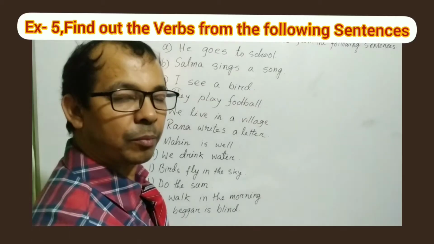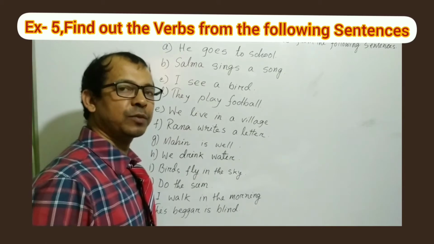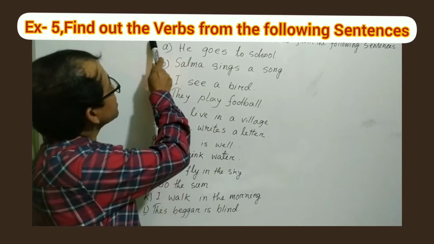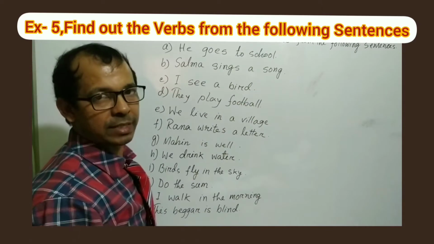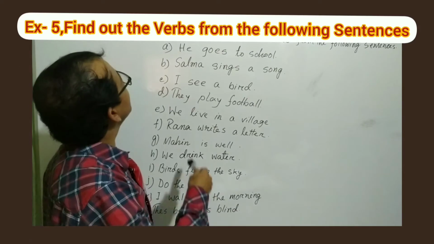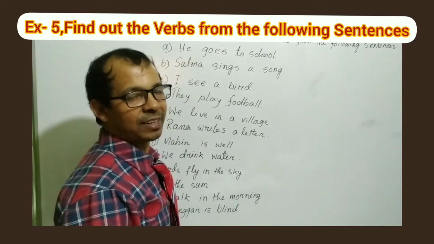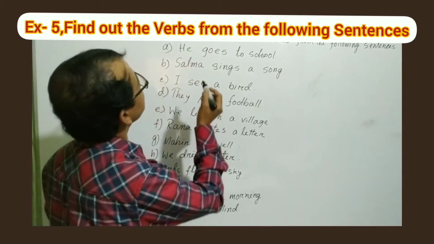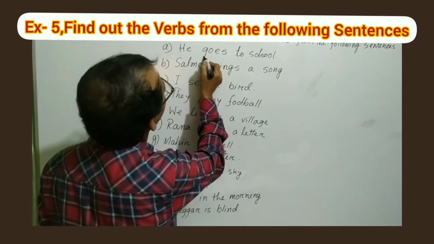Okay, my dear student? My dear student, now we'll find out the verbs from the following sentences. Okay, so here you can see exercise 5, page 21. Find out the verb from the following sentences. So here you can see these are the examples of sentences. So he goes to school. So find out the verb here. First one, which one is the verb? Yes, here goes is the verb.